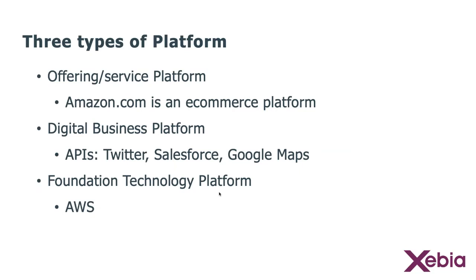The second is the digital business platform. These are the APIs. So Twitter is an API platform. You can use the Twitter API to build new products. You can use the Salesforce API, you can build Google Maps. So these are the digital business platforms and they charge based on your API. And finally, we have the third platform, which is the foundation technology platform, which provides the technology to run these things. So like AWS is the foundation technology platform. So these are three types of platforms.